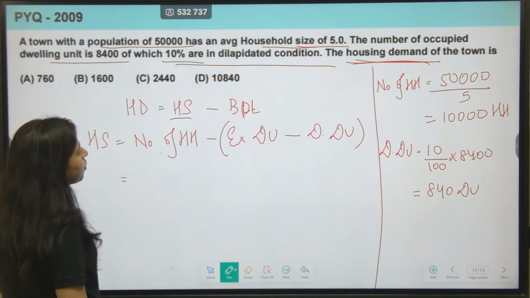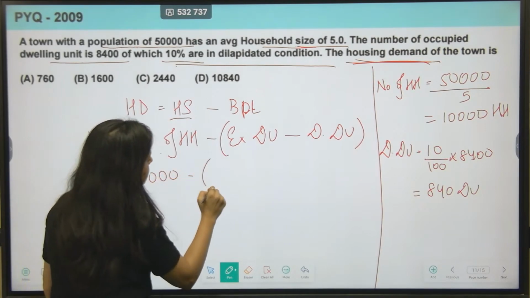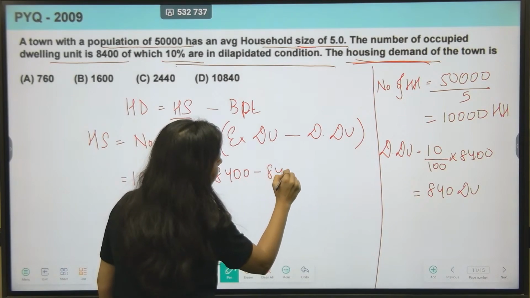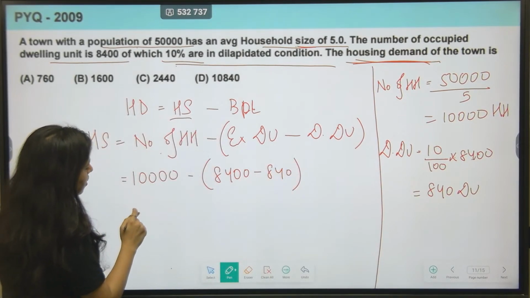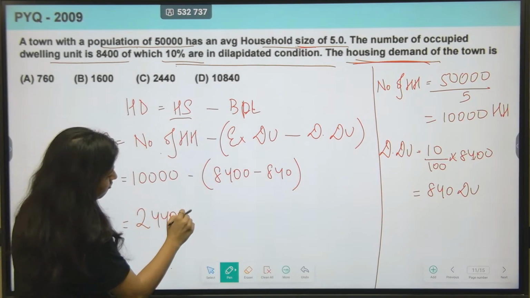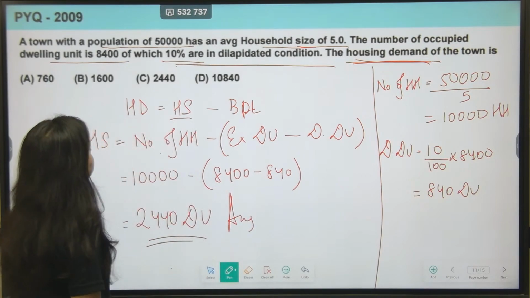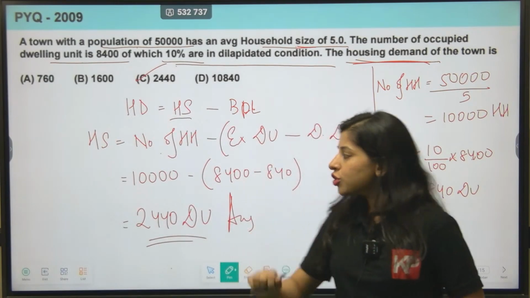Also put it in the formula. Number of households is how much? 10,000 minus existing households 8400 minus dilapidated households 840. And calculate this, you'll get something like C. Housing demand will be C. Now your question will come.